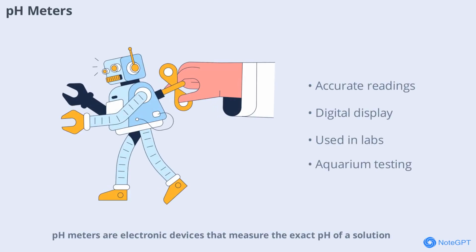pH meters are electronic devices that measure the exact pH of a solution. They are more accurate than litmus paper and are used in laboratories, industry, and even at home for tasks like testing aquarium water. To use a pH meter, you simply dip the probe into the solution and read the digital display. These devices help ensure precision in scientific experiments and practical applications.